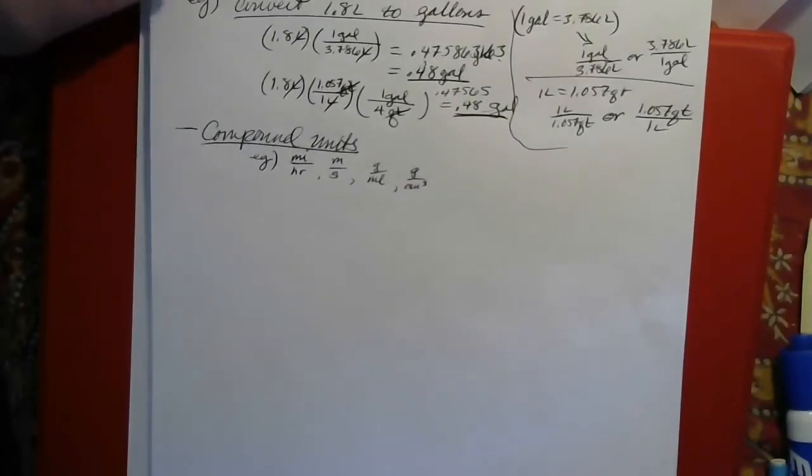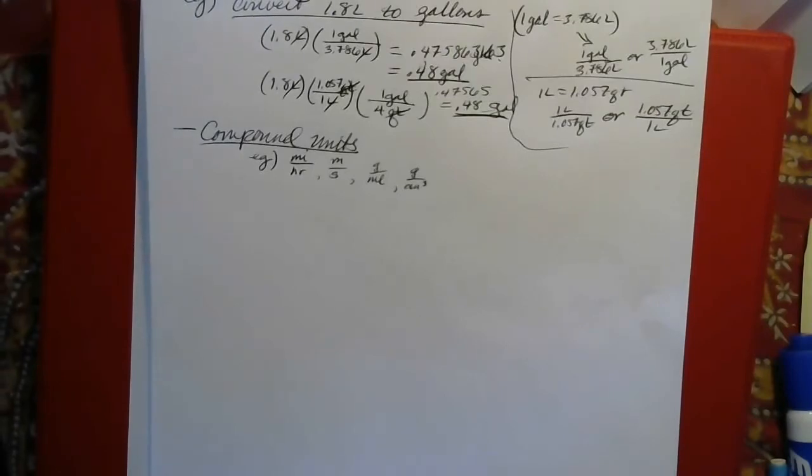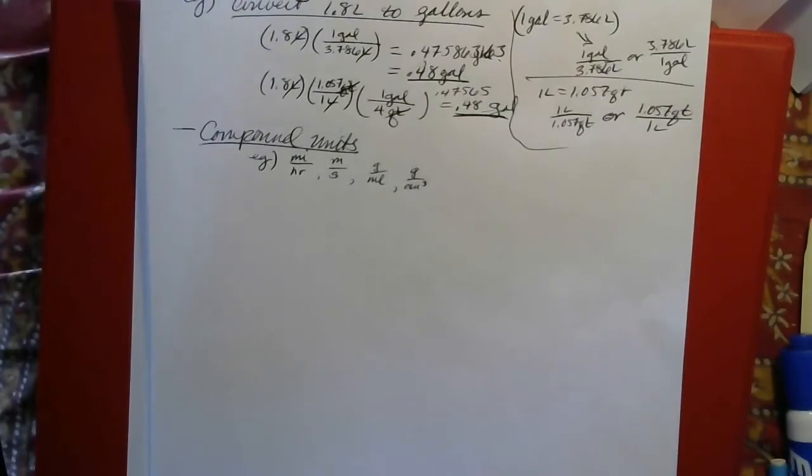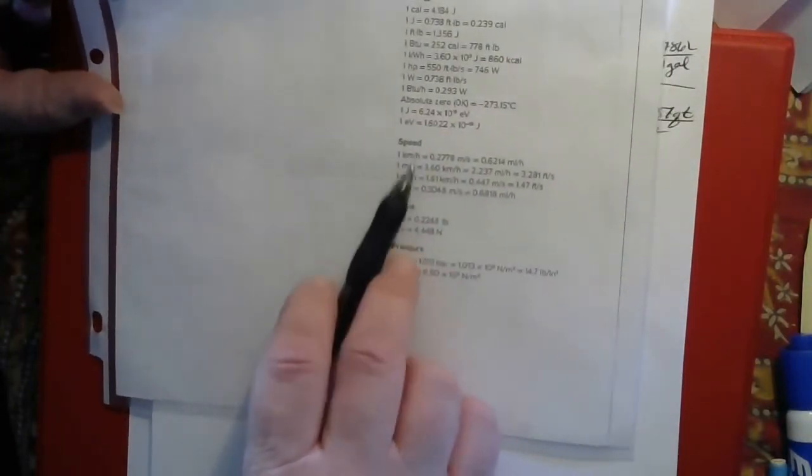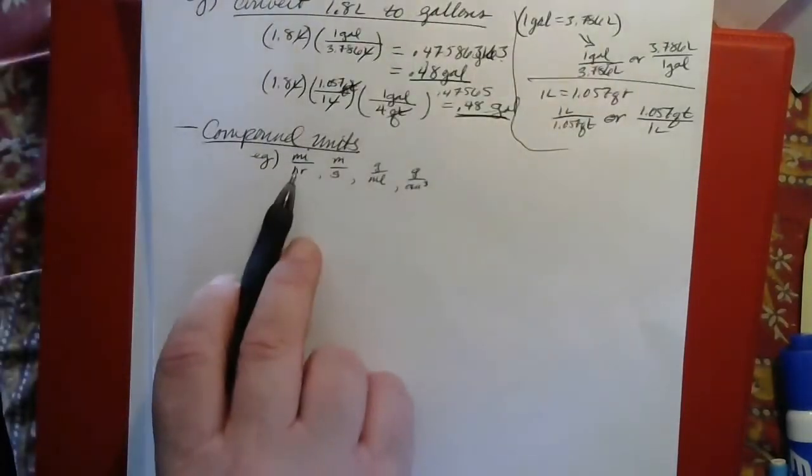So there are different ways to convert compound units from one set of units to another, and this is where your conversion factor sheet that I handed out on the first day comes in handy. Particularly the stuff down at the bottom that we haven't really used much yet. So for example, you notice under speed, a lot of these compound units that I mentioned, like miles per hour and meters per second, those are speeds.